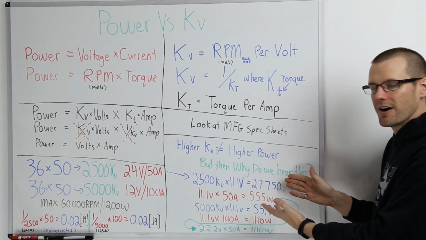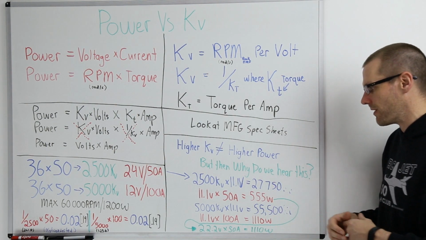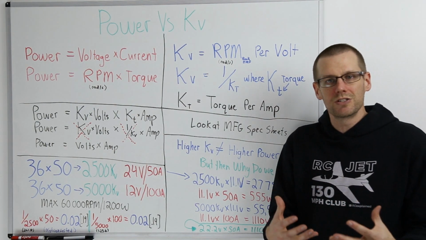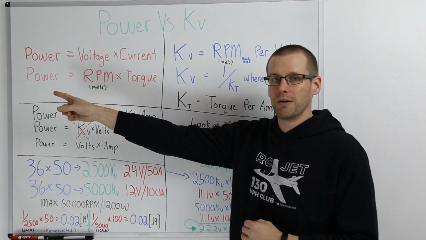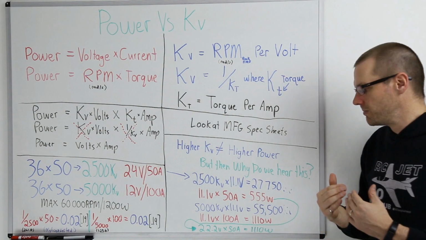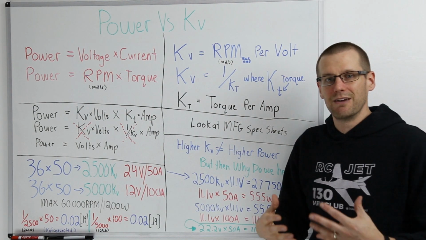So of course you're not going to get the full potential power output of it, you're going to restrict yourself in terms of RPM. And since we know RPM multiplied by torque is going to be power, we know that power is going to be lower than our 5,000 kV example.